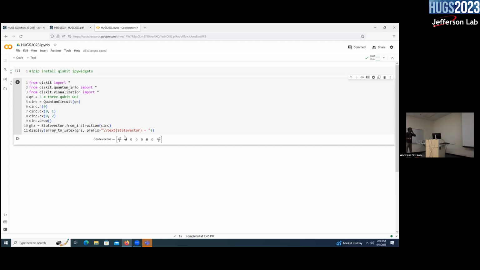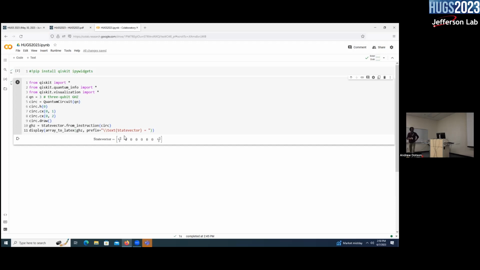What do you eventually get? You get a uniform superposition of 0, 0, 0 and 1, 1, 1. And how is it going to show up? It just tells you that the state vector has a normalization of 1 over square root of 2 times 0, 0, 0 and 1, 1, 1.